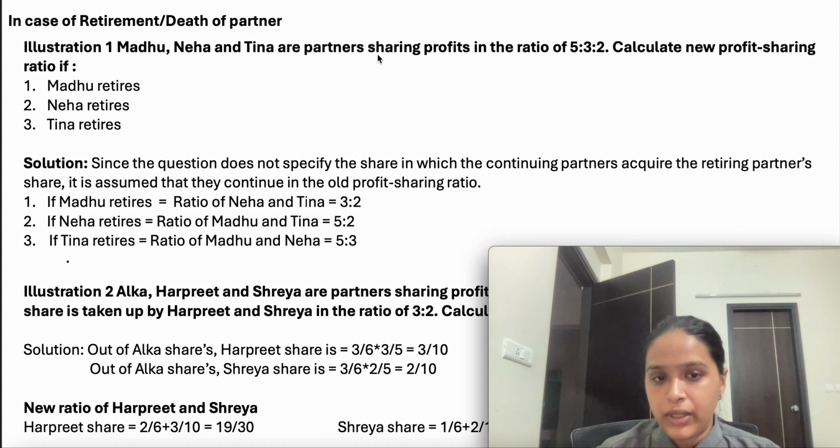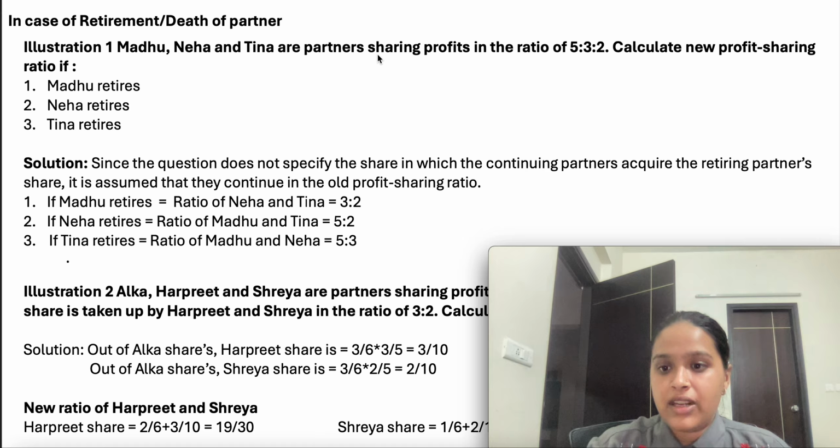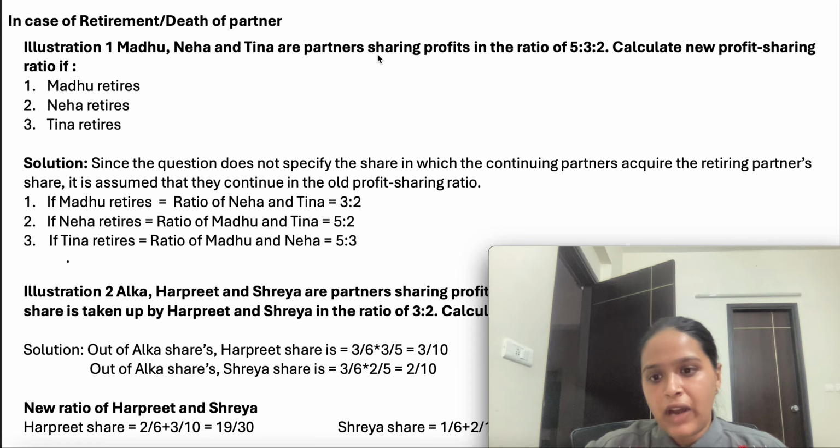Okay, so we know that it is not specifically mentioned how much additional profit share Neha and Tina will get if Madhu retires, or how much Madhu and Tina will get if Neha retires. The question is silent about all this information. So similar to the partnership case, we need to consider that they will continue with their existing ratio only. If Madhu retires, Neha and Tina's ratio is 3:2. If Neha retires, Madhu and Tina will continue with their existing ratio, 5:2. If Tina retires, then Madhu and Neha will share their profit in the ratio of 5:3.